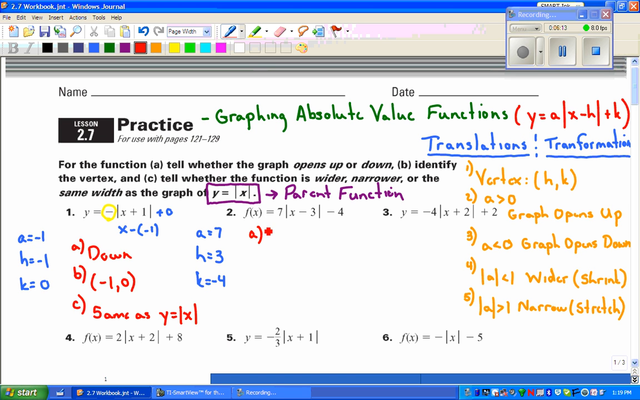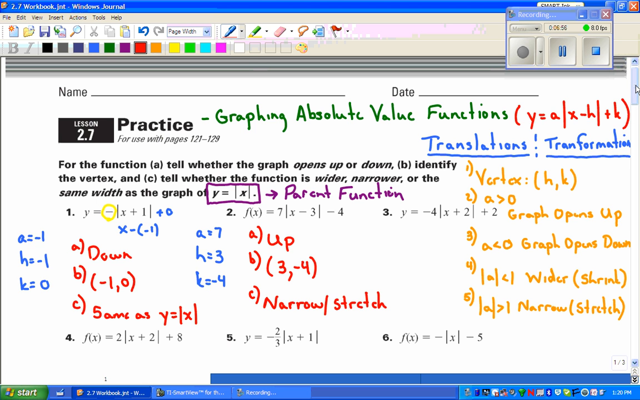A value is positive. You've got a positive 7, so my graph is going to open up. B, my vertex is going to be at 3 comma negative 4 because it is h, k. And for letter C, this a value, the absolute value of 7, is greater than 1. So we know that this graph is going to narrow, or we could say it's going to stretch. That's really what we're doing by looking at this. We're trying to figure out exactly what's going to happen to the graph and to the parent function, okay?